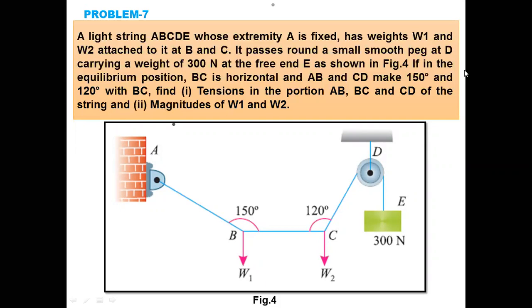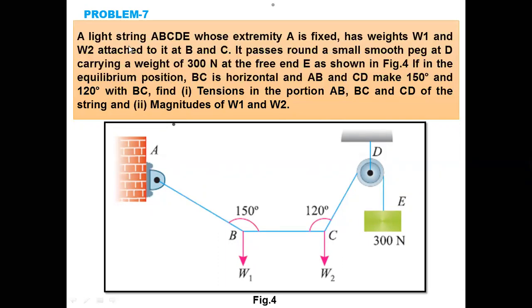So they are saying that at E, there is a free end which is passed through a smooth peg, or we can call it a pulley, over which it is hung by a 300 Newton weight. And E is the free end. Now, as shown in the figure, in the equilibrium position BC is horizontal, and AB and CD make angles of 150 degrees and 120 degrees with BC. So determine the tensions in portions AB, BC and CD of the string and the magnitudes of W1 and W2.